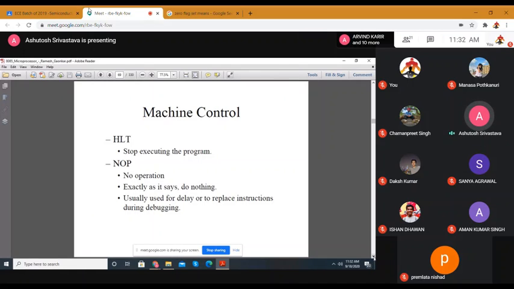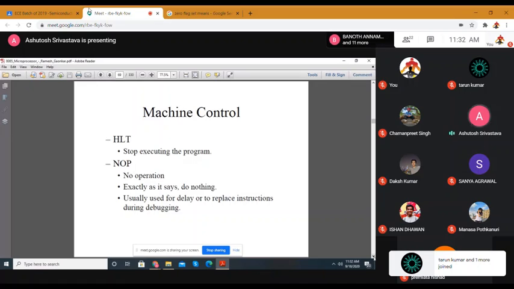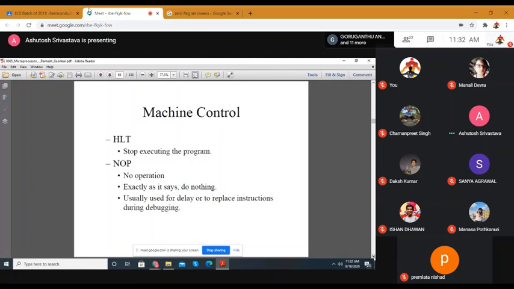So the second statement, which is NOP, stops to perform any further instructions and is used usually when you want to buy some time or want to introduce some delay, or when you want to replace certain instructions during the debugging process.